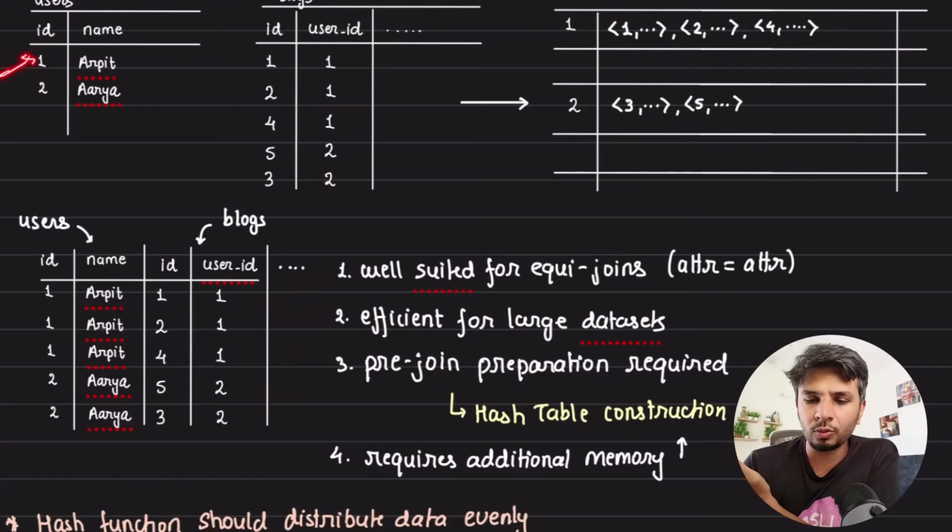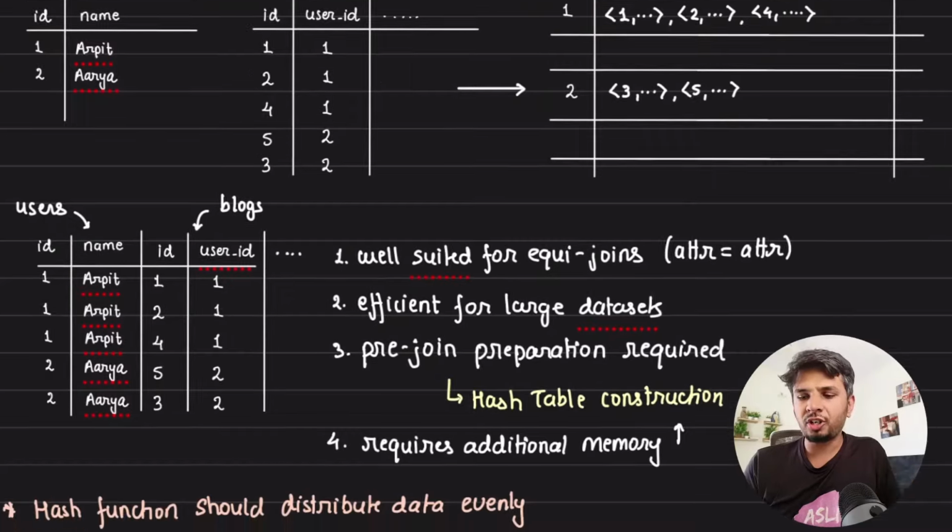So I'll start with row 1. I have user ID 1. I'll go to that hash slot, and for each of the rows present in this value that map to the same hash slot, I'll go through them one by one. If the join condition matches, I'll add it to the result set. Once I exhaust this row, I go to row 2, find all the rows that match, join them and put them in my result set.